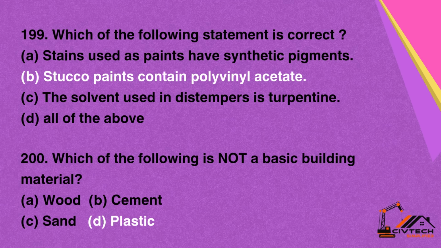200. Which of the following is not a basic building material? A. Wood, B. Cement, C. Sand, D. Plastic. Correct option D.